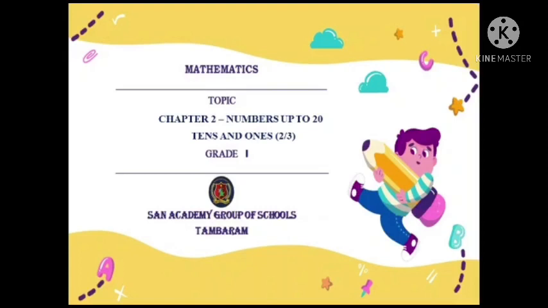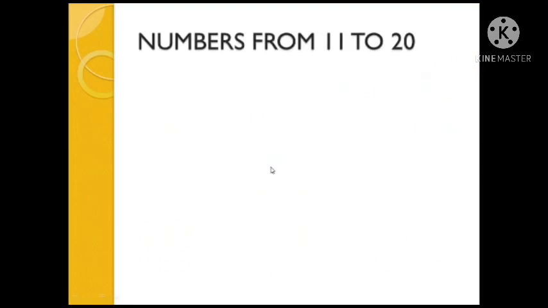So in this unit, chapter number 2, numbers up to 20. In this video we are going to learn about tens and ones. Before going for tens and ones, we must have some recollection of the numbers we already know. That is 1 to 10 we learnt. Now we are going to revise 11 to 20.